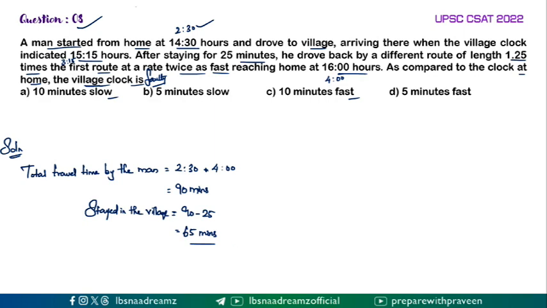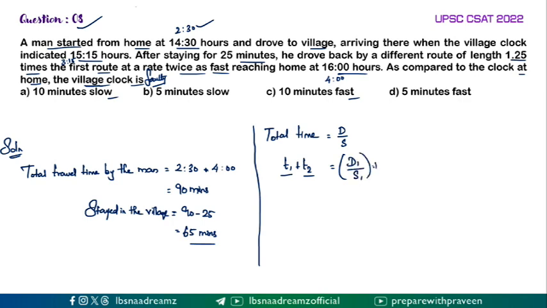Now, using the speed, time and distance formula, total time is equal to distance by speed, right? So total time is equal to T1 plus T2, that is from home to village and village to home. T1 plus T2 is equal to distance 1 by speed 1 plus distance 2 by speed 2.